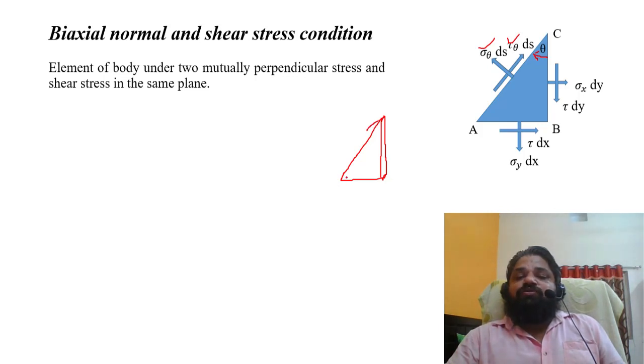Although we are not able to see the area, it looks like this area will be on that, the ds will be working, and this ds into 1, this unit thickness, so sigma theta ds into 1 will give you the normal force on this inclined plane. Tau theta ds into 1 will give the shear force on this plane. This is a normal force, and this is the shear force.